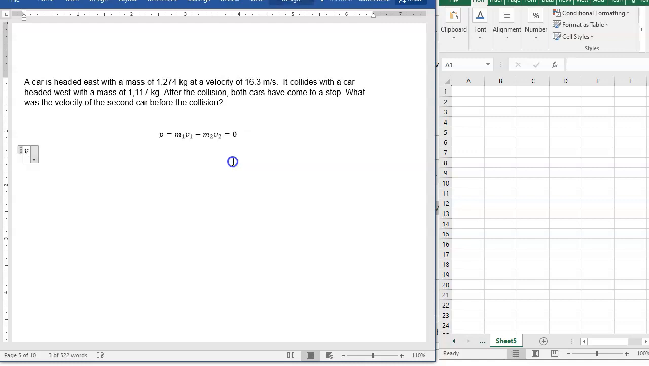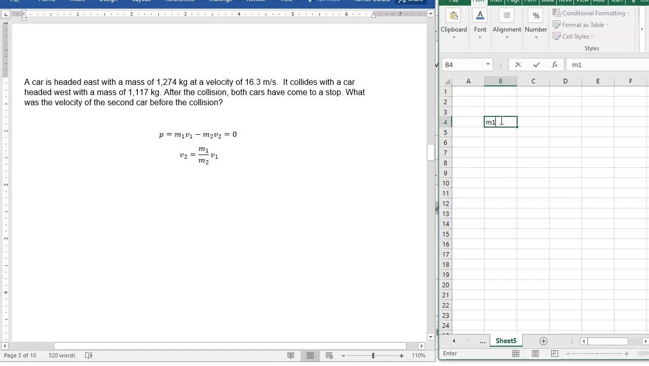All we have to do is solve for v2 here, the velocity of car 2 before the collision. And we get v2 is m1 over m2 times v1. All right, see the algebra there? m2 v2 equals m1 v1, and I divide by m2 on both sides.